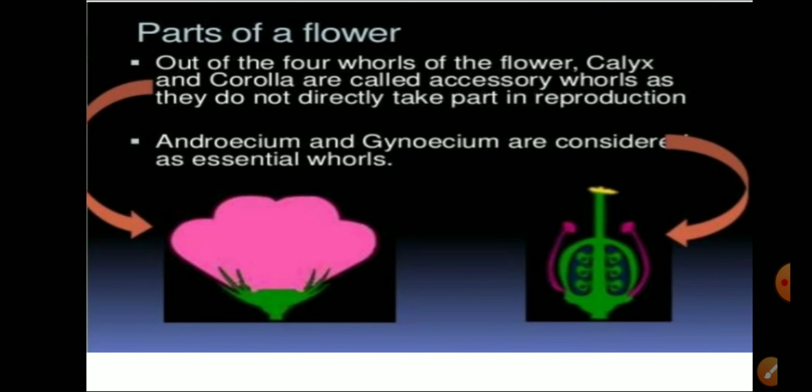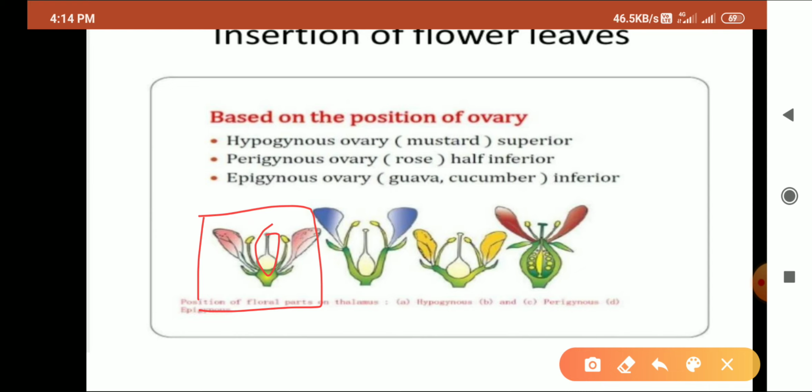Here it is shown. This one is the hypogynous type of ovary because the ovary is at the highest position, superior ovary. Perigynous, example is rose. The example of hypogynous flower is mustard. The example of perigynous flower is rose. And the example of epigynous flower is cucumber, that is an inferior kind of ovary. So here it is completely embedded into the thalamus.